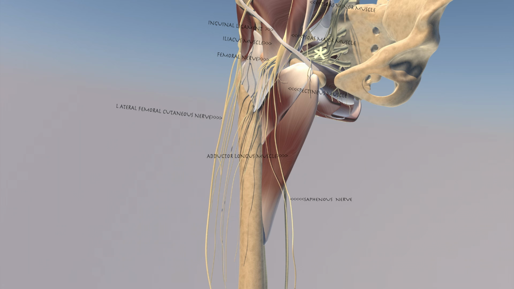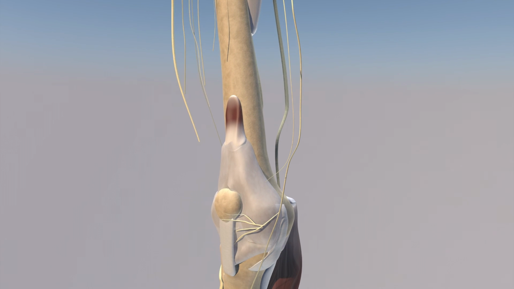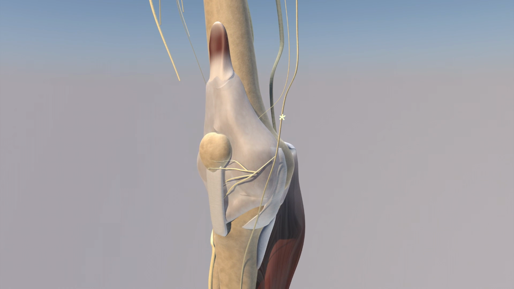You can appreciate the sacral plexus as well, which is quite complicated. And you can also appreciate the femoral nerve as well as the lateral femoral cutaneous nerve. The underlying muscles have been removed, but at least you can see the course of those nerves, as well as the saphenous nerve, which you can see here feeding the infrapatellar branch.